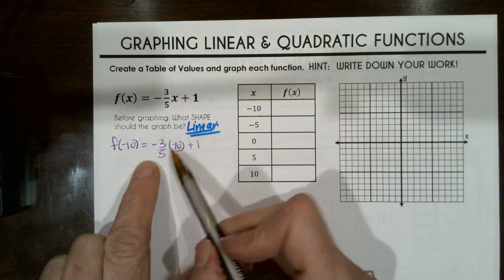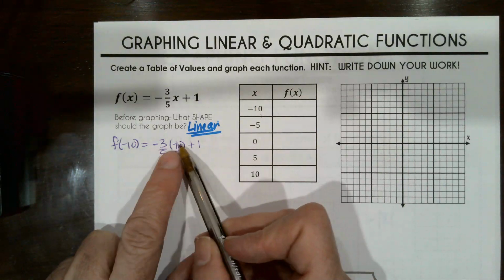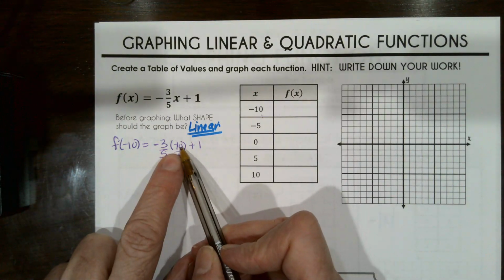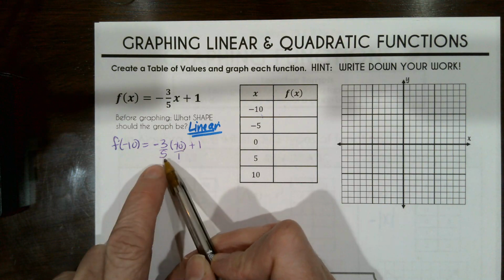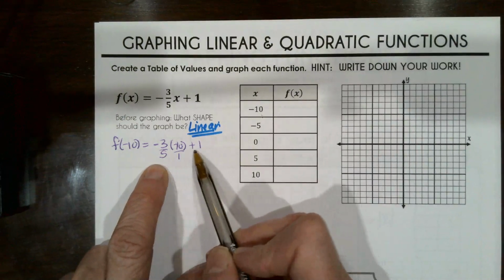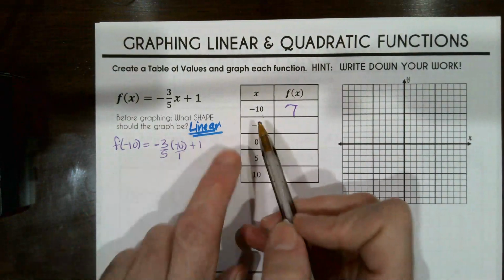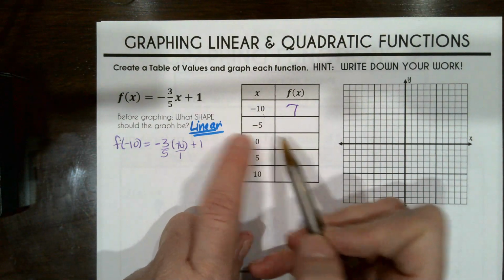Basically, when we multiply fractions, it's multiplying straight across and then down here. So when I look at this, I see -3 times -10 is positive 30. Positive 30 divided by 5 is 6. 6 plus 1 is going to give me 7. So f of -10 is 7. We're going to do that same procedure all the way down.